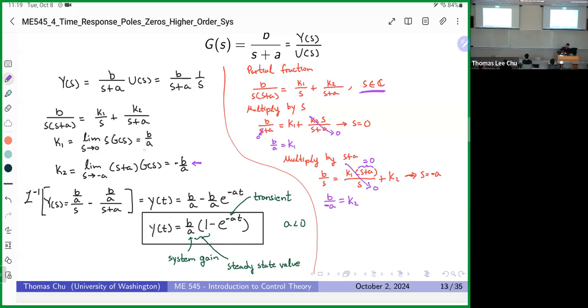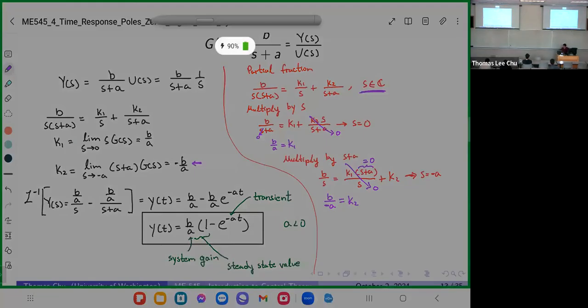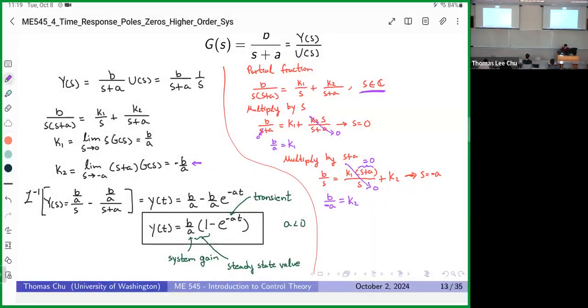That's why people write this limit as S goes to 0. I don't know why they write limit as S goes to 0. We can just say S is equal to 0. But that's just the way I learned it, and I think that's how the textbook has it too. I remember learning it once.